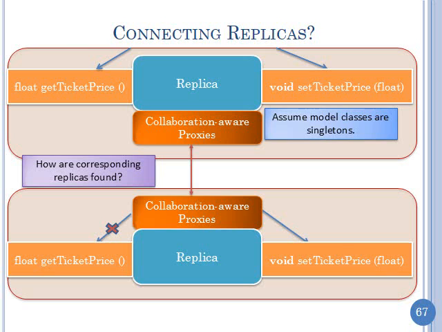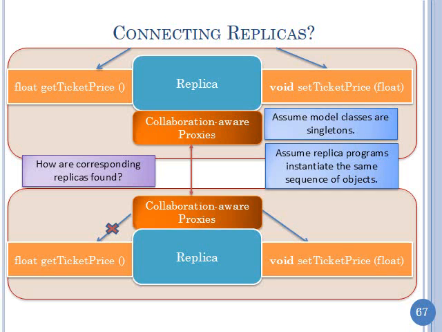Okay, so we've seen all the alternatives here. We can assume model classes are singletons, assume replica programs instantiate the same sequence of objects, and we can use the sequence ID to go and correlate them. Okay, I believe that is what the Xerox guys did, but maybe they didn't. But that was my first interpretation. That's what I would have done.